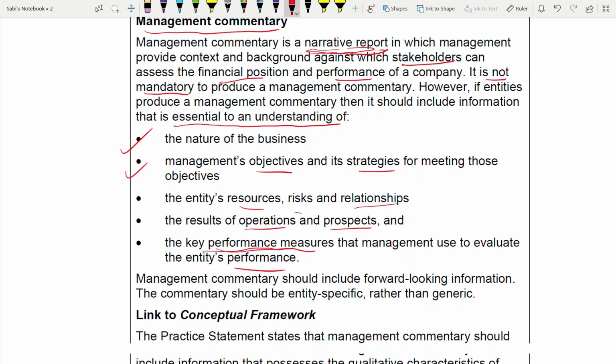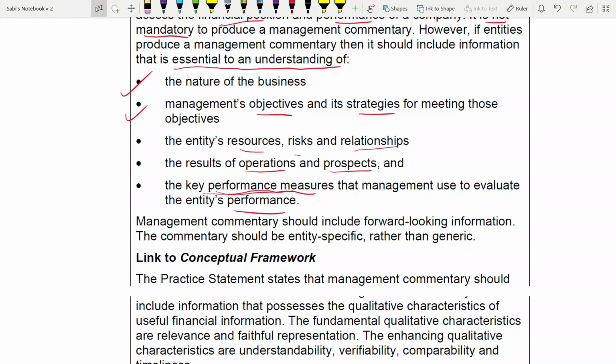Now there are some more natures. Another nature is that it is forward-looking information. Unlike your financial statements, which are based on past, historic information, this is forward-looking information. It includes something to look for in the future, and it should be entity specific, not generic, not general. The comment should be based on the entity. For example, management commentary will vary from entity to entity. It's not general. Okay, so this was the nature part.